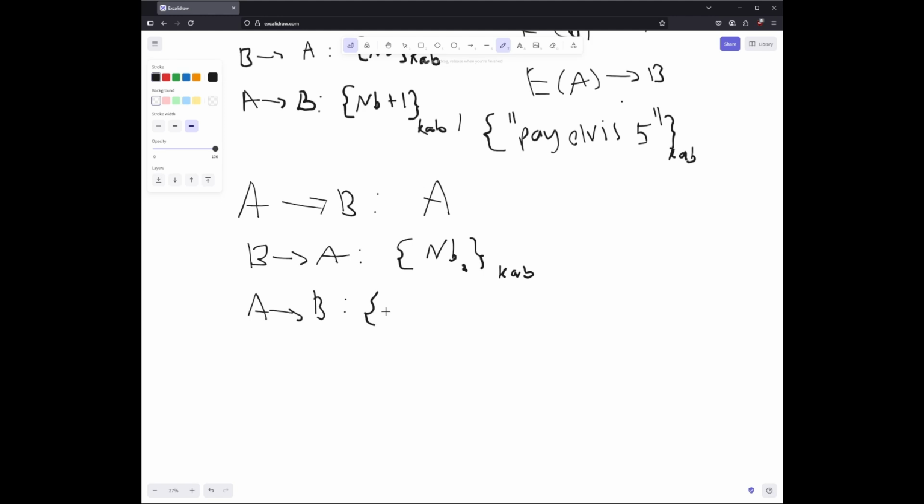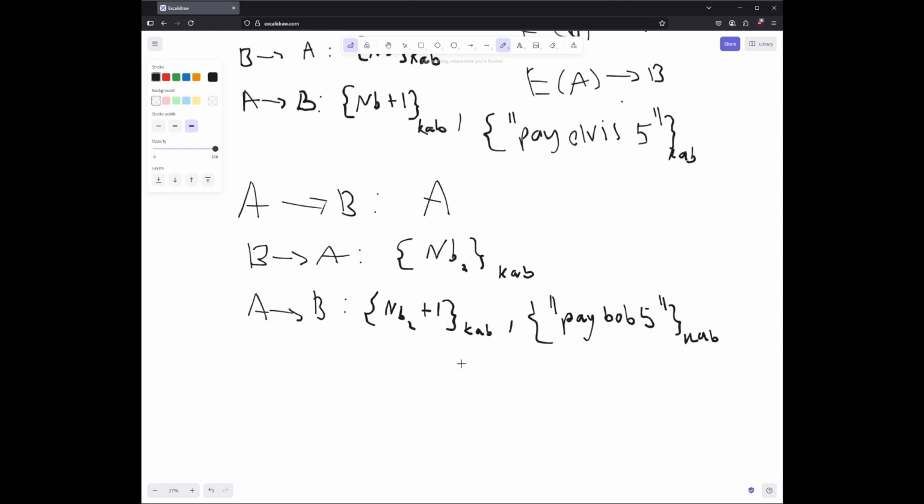We show that we are A. So A will show that they are A by doing NB2 plus 1, right? Okay, that is actually terrible handwriting. Hold up. NB2 and then plus 1. There we go. And then KAB to show that it's been symmetrically encrypted. And then let's say they actually want to pay Bob now, right? So now we see that they want to pay Bob.